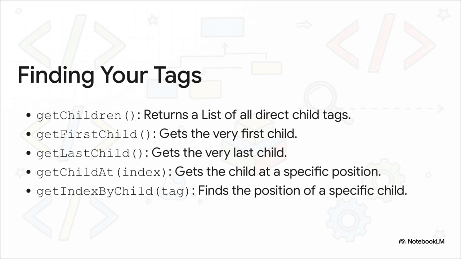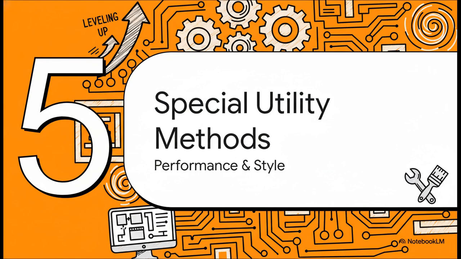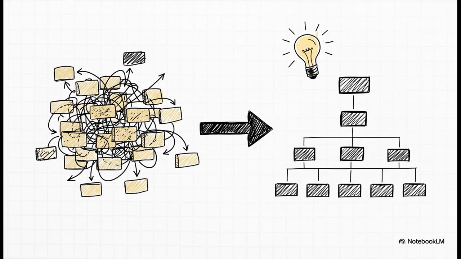Okay, we've covered the basics of adding, removing, and finding things, but AbstractHtml has a few more tricks up its sleeve. Let's look at some special utility methods that can really level up your code. Okay, you're gonna love this one. The give method is, and I'm not exaggerating, a total game changer for how you write your code. It lets you build these complex, nested structures in a way that's super clean and easy to read.